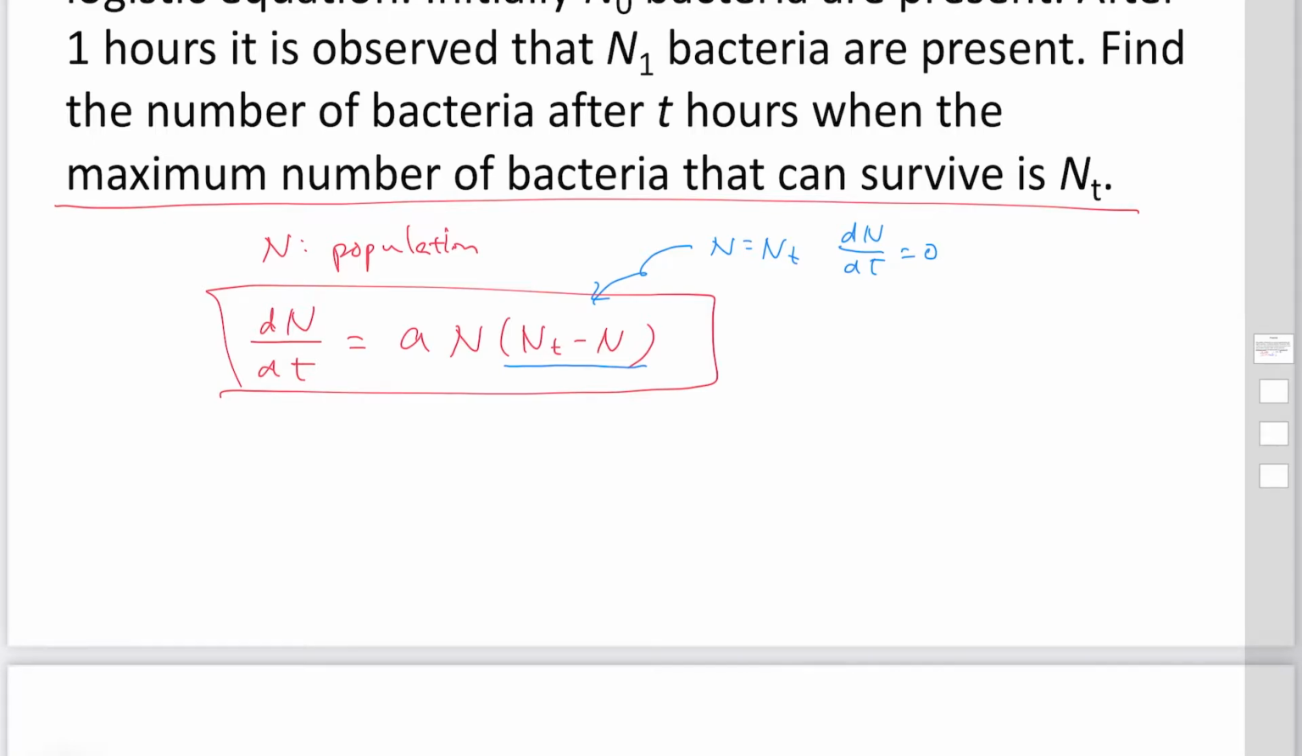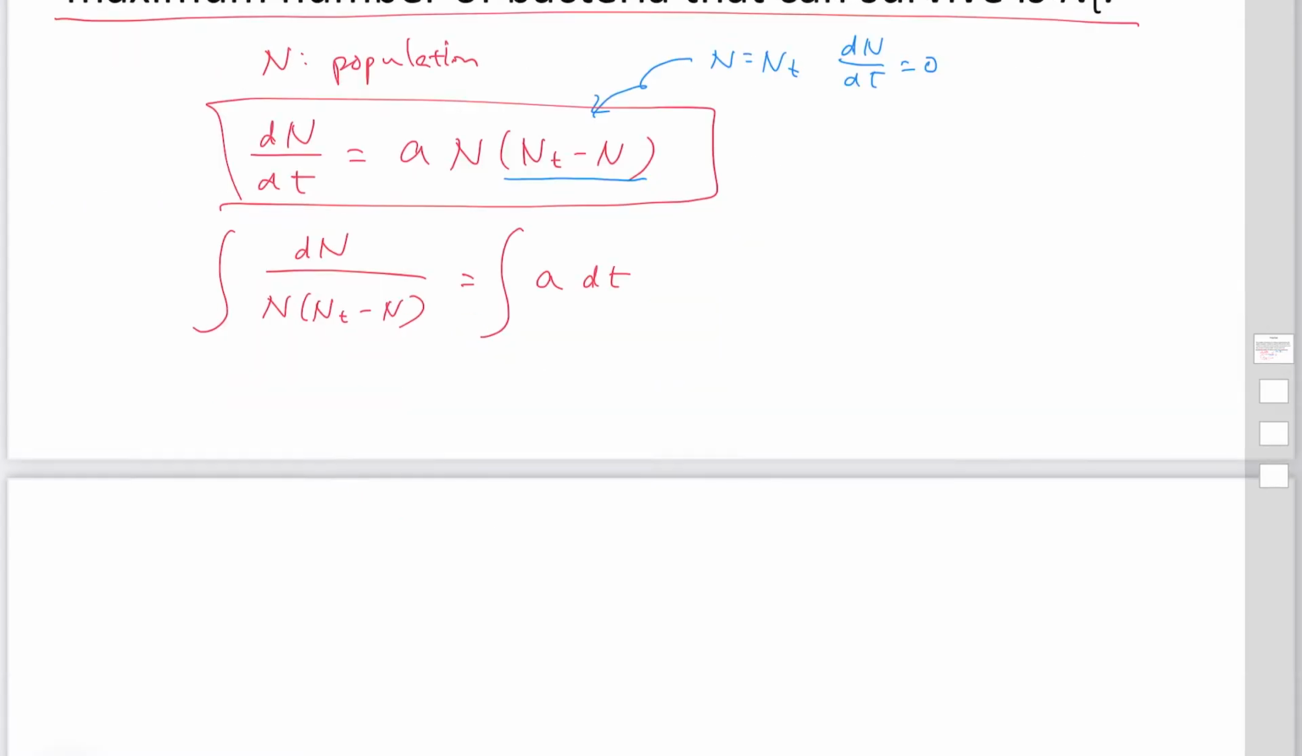So we collect the n-related terms on the left-hand side: dn over n times n sub t minus n equals a dt, and then integrate both sides of the equation. The left-hand side is expressed as 1 over n sub t times the quantity n plus 1 over n sub t minus n, dn, equal to a dt.